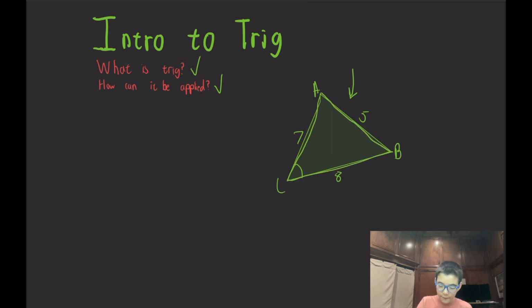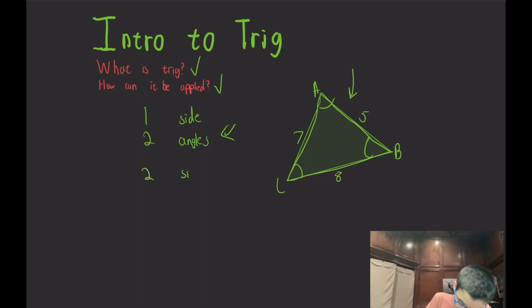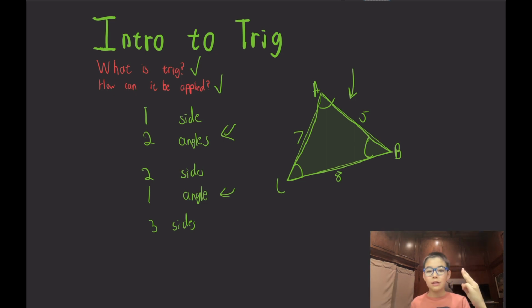If you have three things in a triangle except for the three angles, so like if you have one side and two angles, you can immediately find the other two sides using law of sines, and you can find the other angle by subtracting from 180. If you have two sides and one angle, you can immediately find the other side using law of cosines, and then find the other angles using law of sines. If you have three sides, you can use law of cosines to find all three angles.